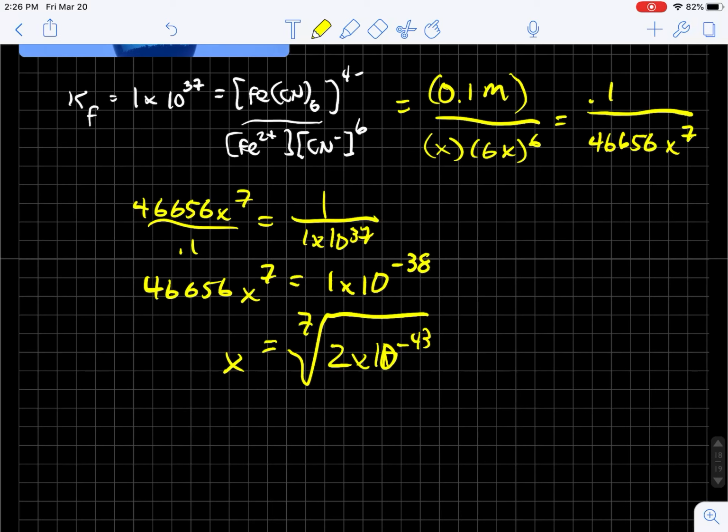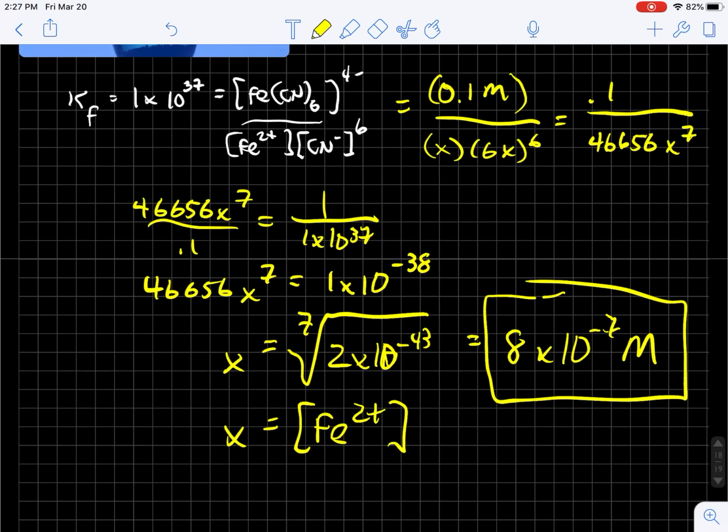So let's do that. 2 exponential negative 43, and we're going to raise that to the 1/7 power. And I get 7.9 times 10 to the minus 7. And they went 1 sig fig, so it's 8 times 10 to the minus 7 molar. And X is equal to the iron 2+ concentration. And that's it.